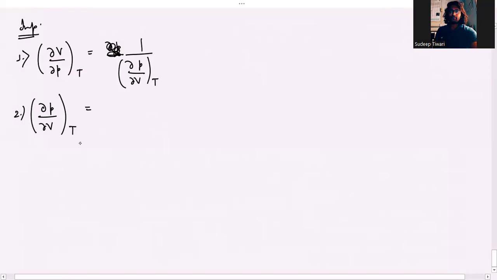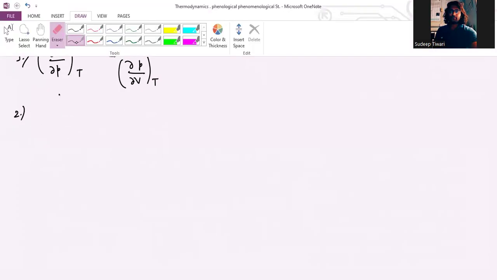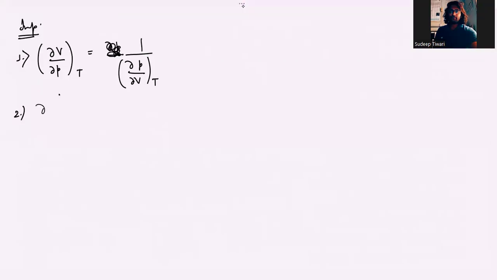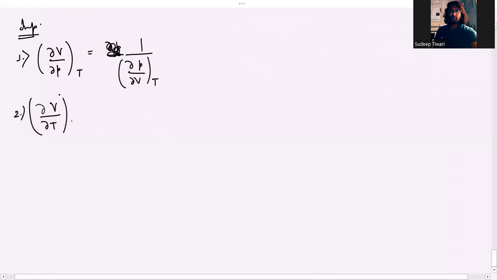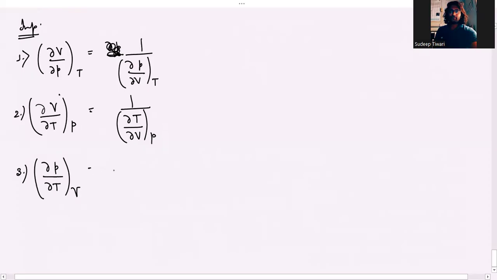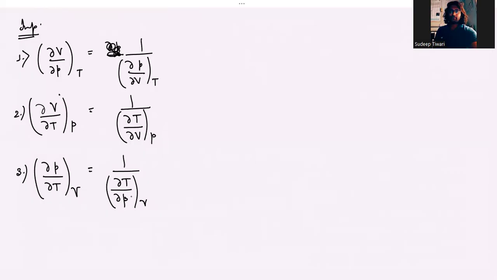If I want to write del V upon del T at a constant pressure, I can write it as 1 upon del T upon del V at a constant pressure. And if I want to write third, del P upon del T at a constant volume, then it is 1 upon del T upon del P at a constant volume. These three things you can always obtain from the general equation of state.